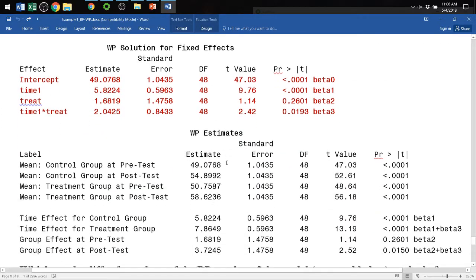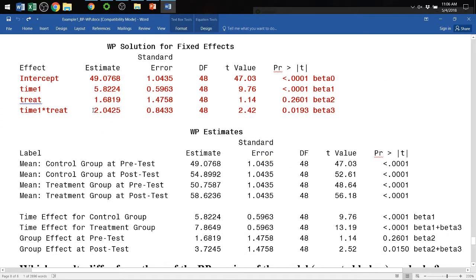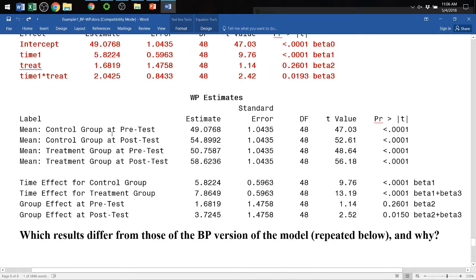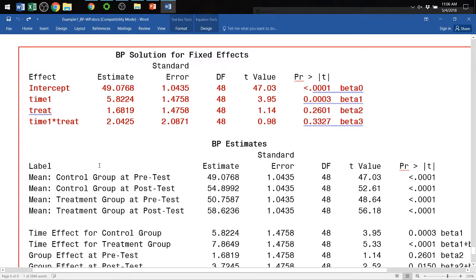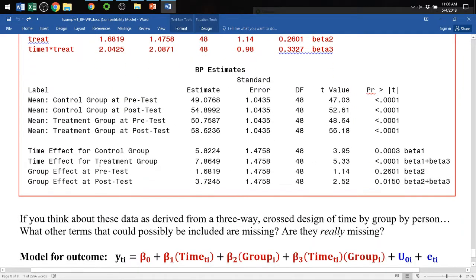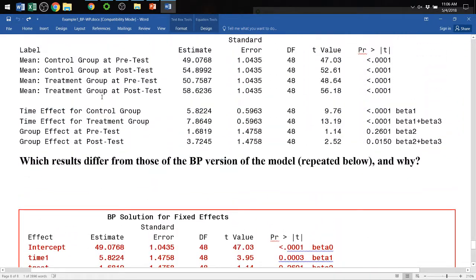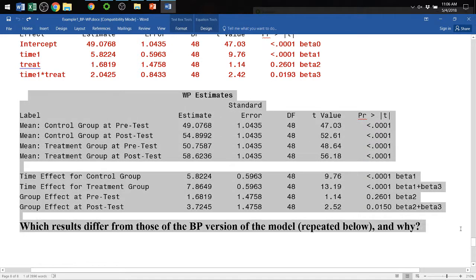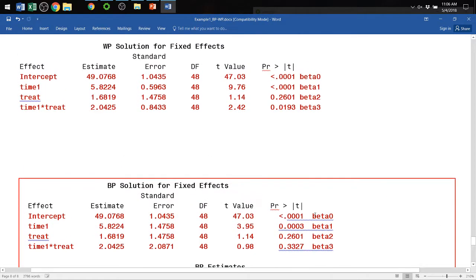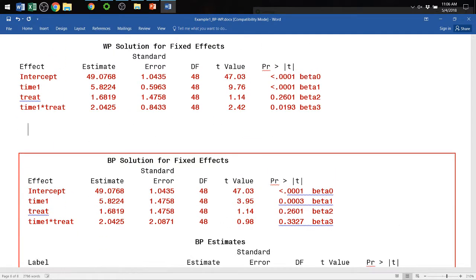So I have here the within subjects solution. And I have it next to the between subjects, so we can do a side-by-side comparison. Let me move this out of the way for just a second so I can put them on the same screen to talk about.